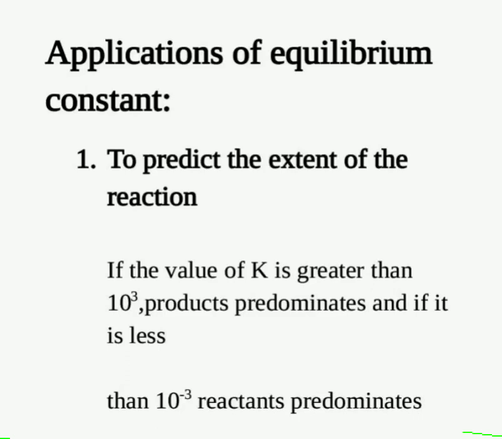If the value of Kc is in between 10 raised to minus 3 and 10 raised to 3, then we can say that both reactants and products are present at equilibrium. That means the reaction is in equilibrium, and both the reactants and products will be there. So the first application is very simple. If you know the value of the equilibrium constant, then we can explain the extent of a reaction.